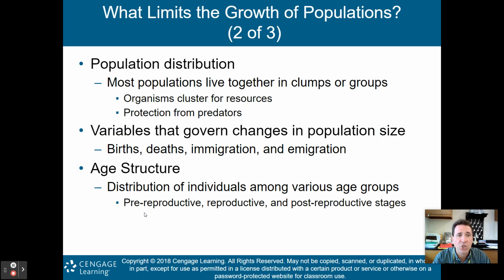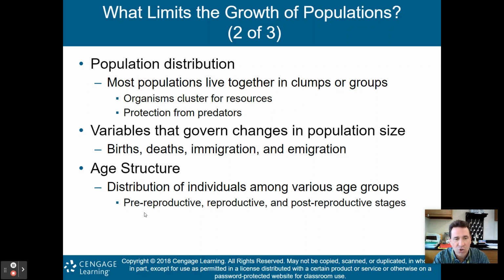Population distribution. Most populations live together in clumps or groups. Organisms cluster for resources and for protection from predators. Variables that govern the change in a population size will be births, right? Add to that population. Deaths, which will take away from the population, immigration, which adds to the population, and emigration, which takes away from the population.